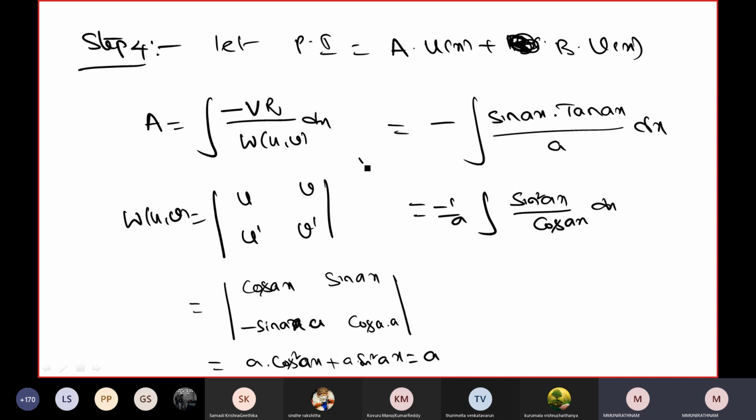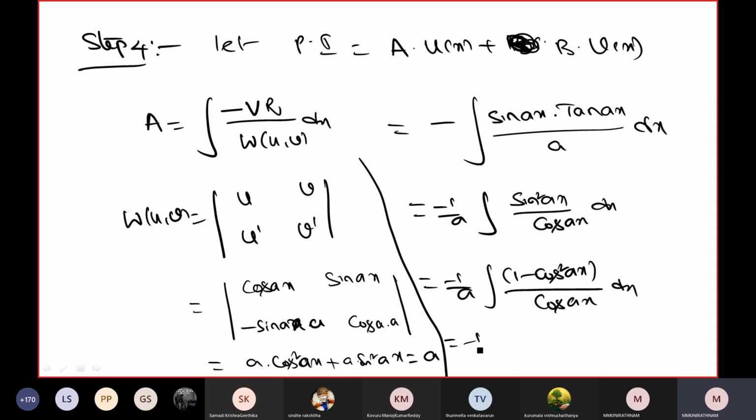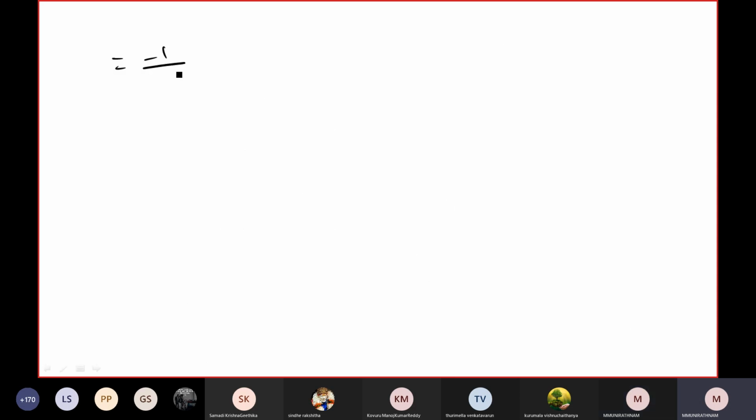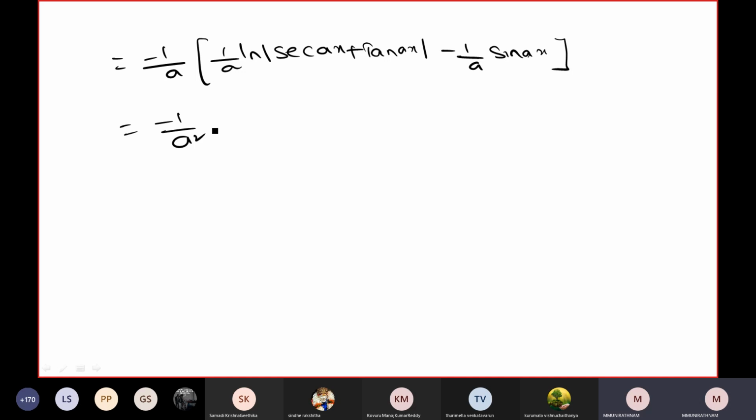So how do we integrate this? Anyone? One by cos is secant. Cos by cos is 1. Cos square by cos is cos. What is integral secant x? Integral secant x is ln mod secant plus tan x. Minus 1 by a integral cos x is sin a. Minus 1 by a square ln mod, minus of minus plus 1 by a square sin a.